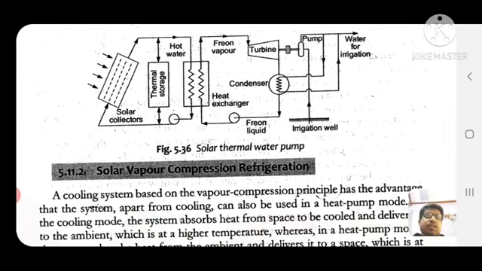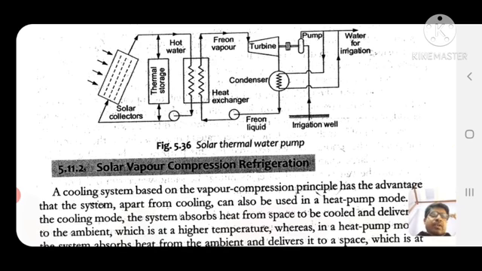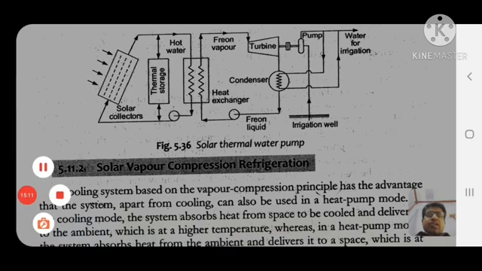Solar thermal water pump, thermal storage and solar collector, hot water in, and then with the help of the heat exchanger, Freon vapor goes to the turbine to the condenser, and another one is the irrigation well, water for irrigation. Solar vapor compression for irrigation, solar cooling compression for irrigation.